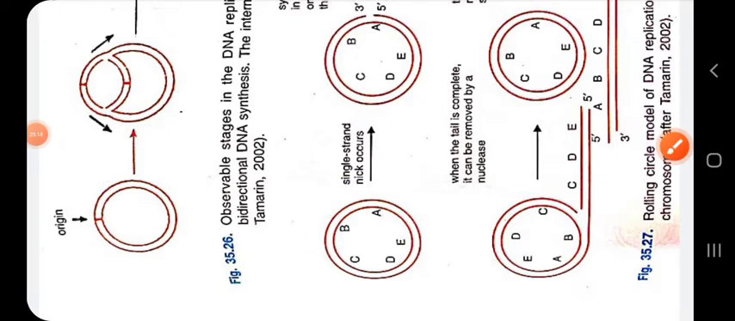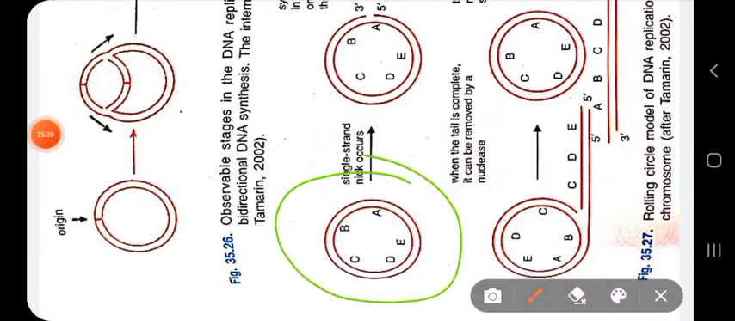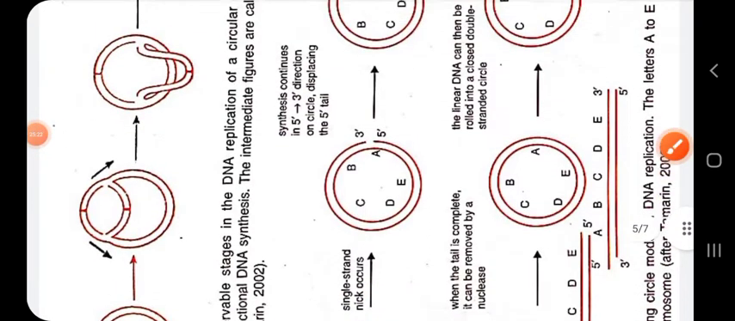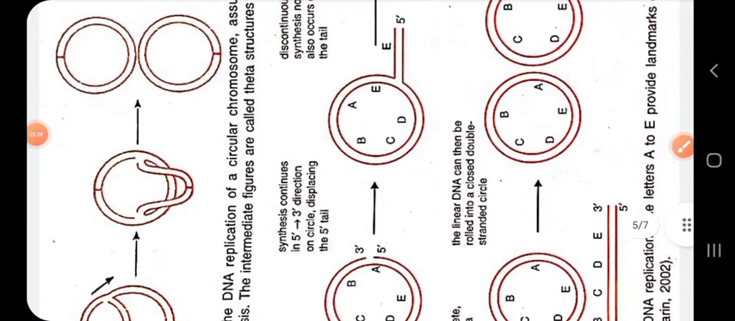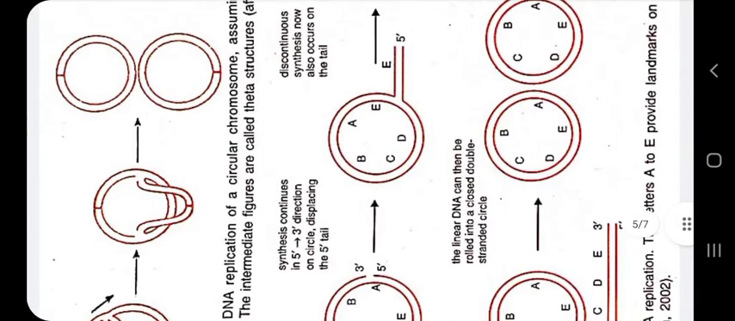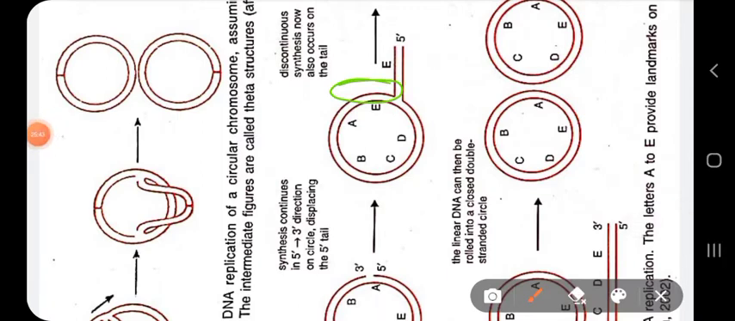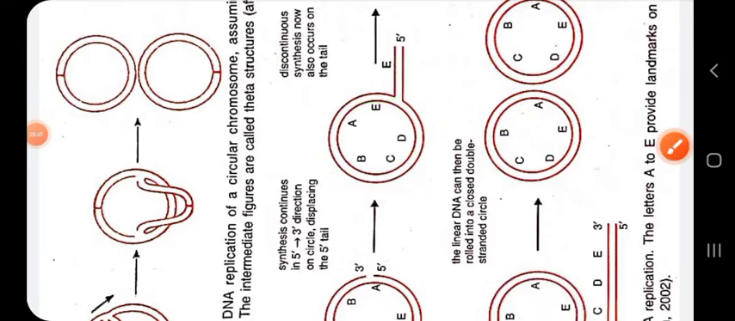So you can see a single stranded nick occurs. These are double stranded circular DNA, and you can see here a single stranded nick occurs. So here we can see a nick has been created, and they have not used a different color, the same color has been used. So synthesis will continue in a 5 prime to 3 prime direction. You can see the direction of the synthesis. On the other hand, the nicked strand is getting displaced like this, okay.